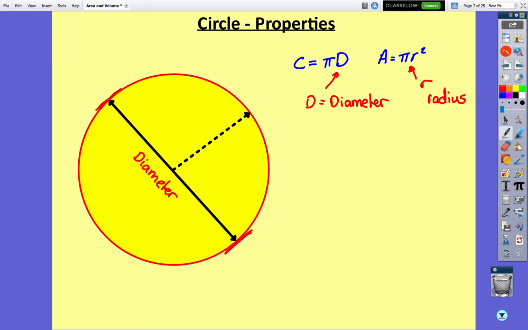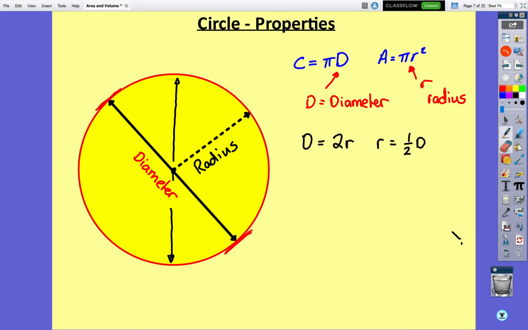The other one, the radius, is from the centre out to any point. It doesn't matter whether it's here, whether it comes up here, whether it comes down the way. From the middle out to the circumference is your radius. And there's a special relationship between the 2 of them. Right, so I'll do it as a wee equation, and then we'll have a look at some numbers here. The diameter is 2 times the radius, or the radius is half of the diameter.